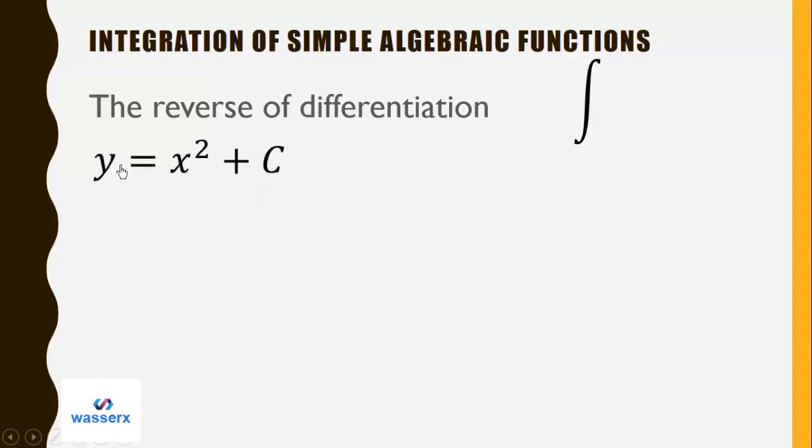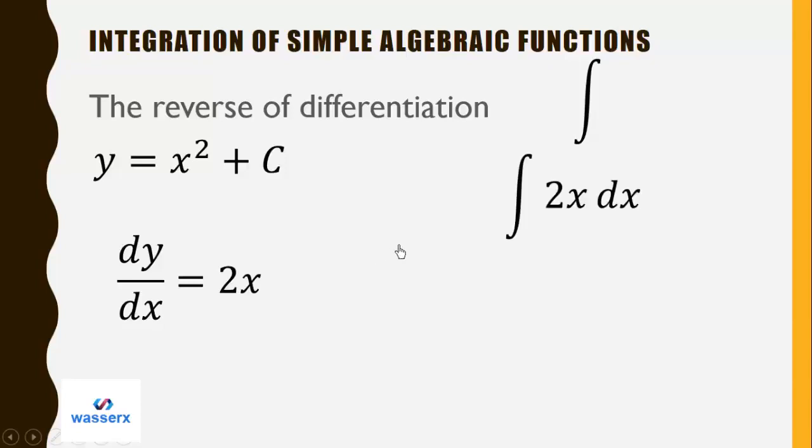So we knew that when we had y equal to x squared plus c and we differentiated it, dy/dx gave us 2x. So if you see this operator on this, say the integral of 2x dx, it is asking us what function did we differentiate before we had 2x, and that is x squared plus c. Therefore, the integral of 2x dx is equal to x squared plus c. We call this the constant of integration.